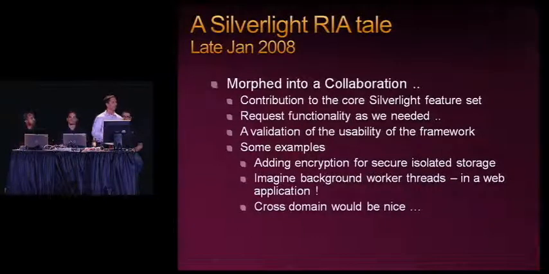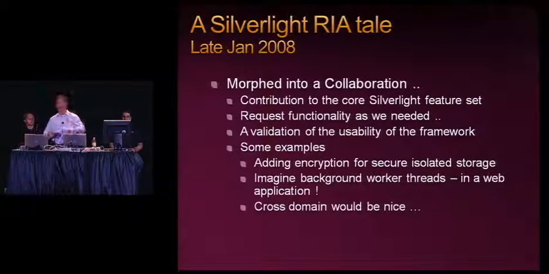Imagine in a web application having background worker threads. One of the big things we've always been hammered on is single-threaded JavaScript. Well, that's all gone now. Now we have background worker threads. You can pull data while the user's clicking on the UI. That was a huge breakthrough for us. And as we've always been talking about, cross-domain would be nice. We know that's going to come to fruition a little bit later on with some subsequent releases of Silverlight. That's important if you're pulling data off of an RSS feed and you're pulling mail data. So that's going to be key when we get that.